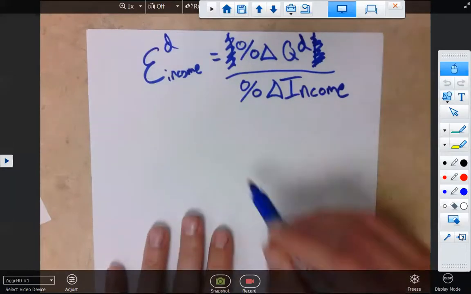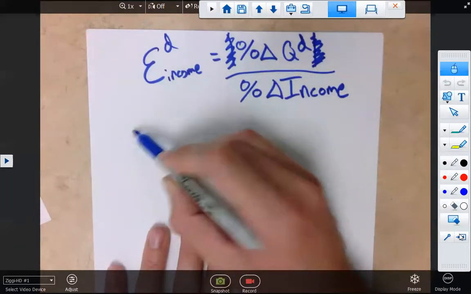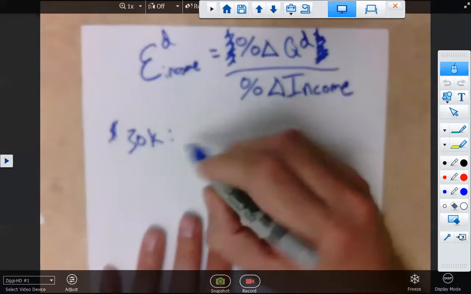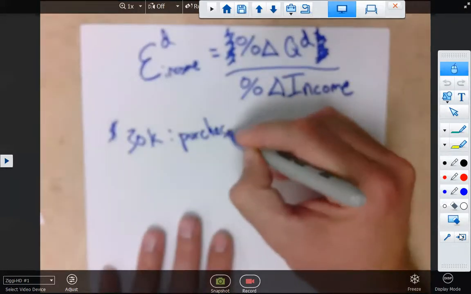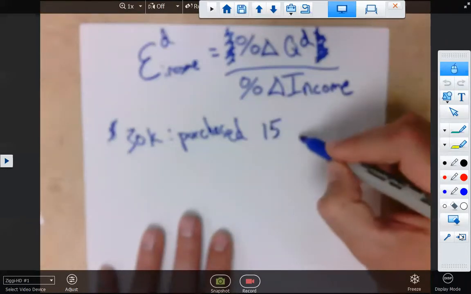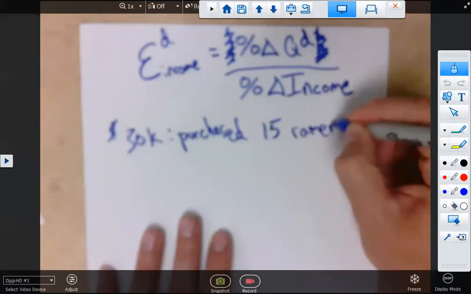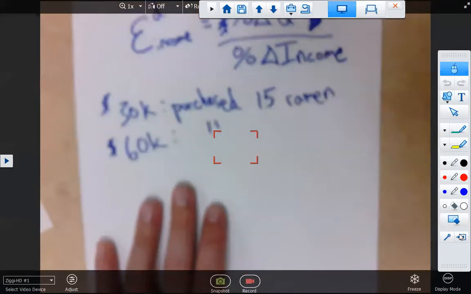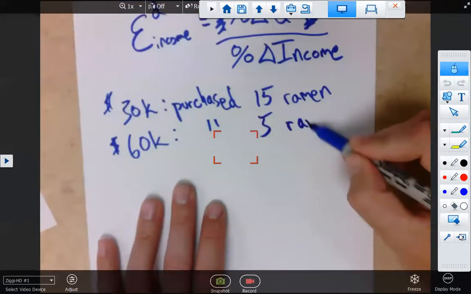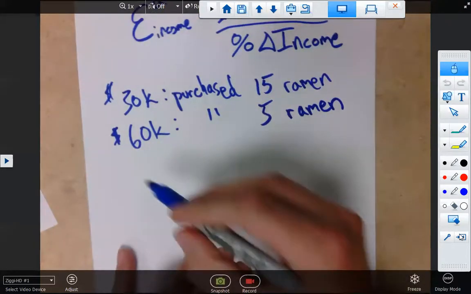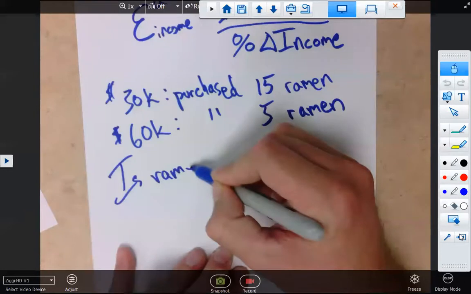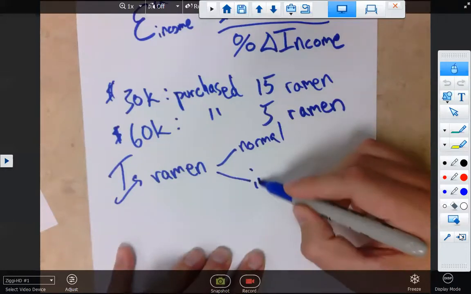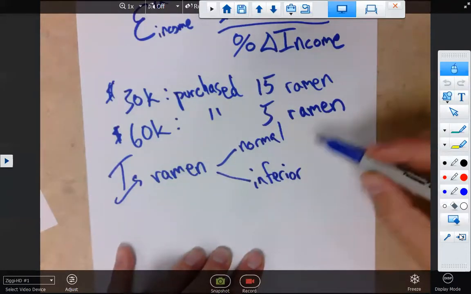So if I say that when you were making $30,000 a year, you purchased 15 packets of ramen noodle a year, and when you make $60,000, you only purchase 5. Is ramen noodle a normal or an inferior good? And so how do we figure this out?